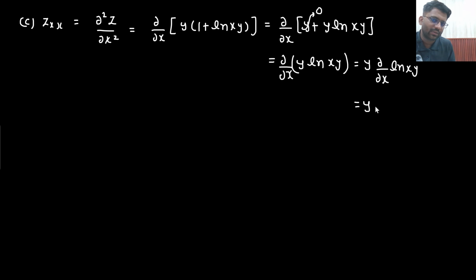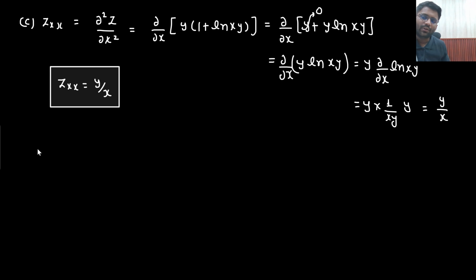So y is coming out, 1 by xy, and differentiation with respect to x. That means here you will get y only. So what is the answer you are getting? The answer we are getting is y by x. Okay, so zxx is coming out to be y by x. Is that clear to you?